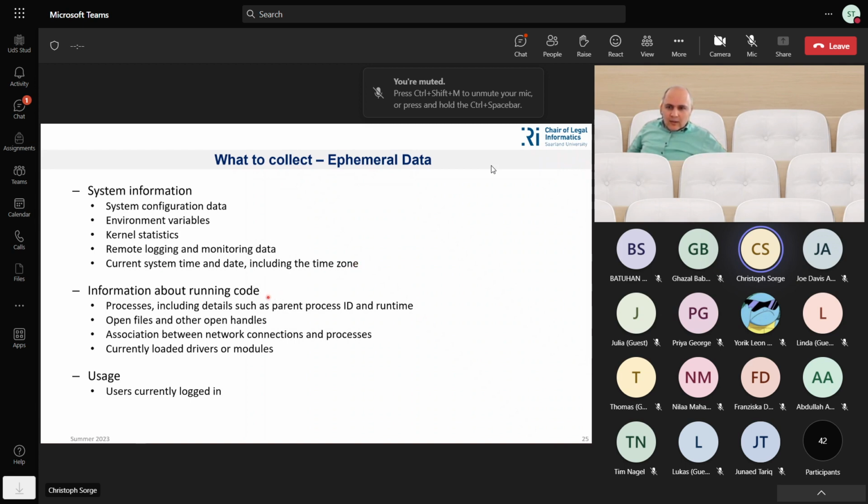Next, any running code, like any processes which are open, any current process IDs, how long have they been running, any open files or open handles to, say, drivers or stuff like that. So any files that are currently opened by the operating system. The association between network connections and processes. We mentioned the network connections before, but you would like to know, of course, to which application each network connection belongs, and therefore to which process.